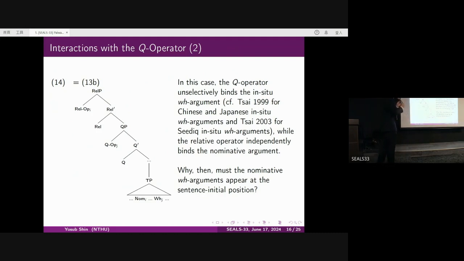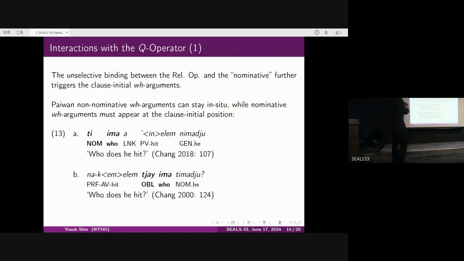In other words, if we assume this kind of Q operator at the left periphery that unselectively binds this WH in situ argument, then we can account for why this oblique who can stay in situ, as you can see in this 13b example. It does not have to move.